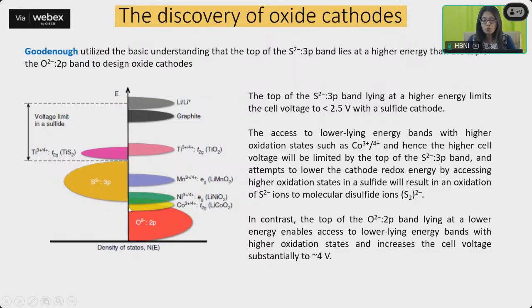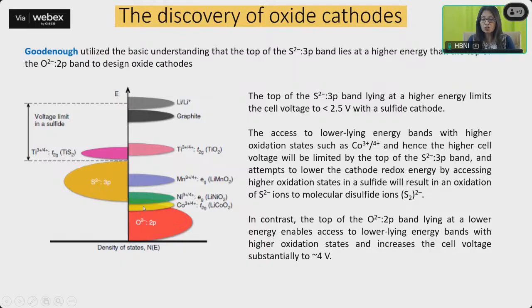But the moment you come to an oxide, you can immediately see the increase in this voltage. So the access to lower lying energy bands with higher oxidation states, like for cobalt 3 plus 4 plus, and hence higher cell voltage, is going to be possible. Suppose you take this particular ion also, but when you have a sulfide, then its voltage is limited by the top of the sulfide band.